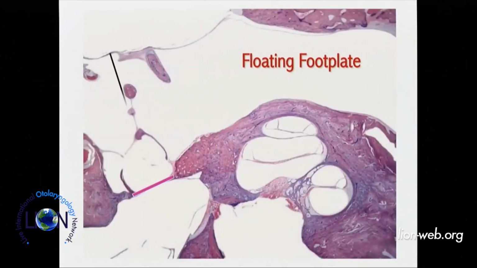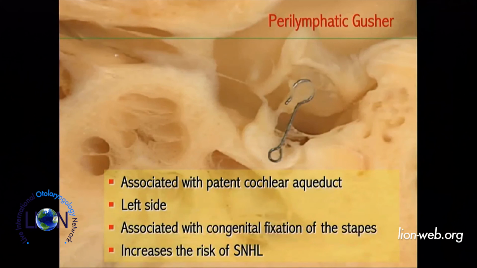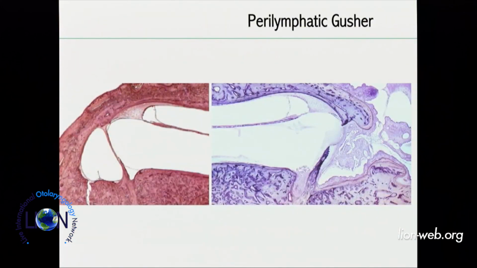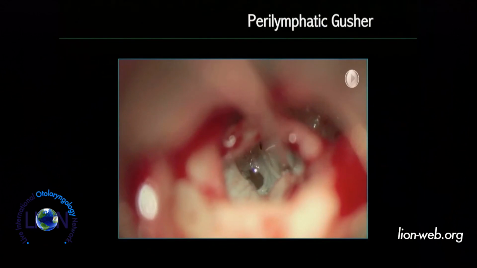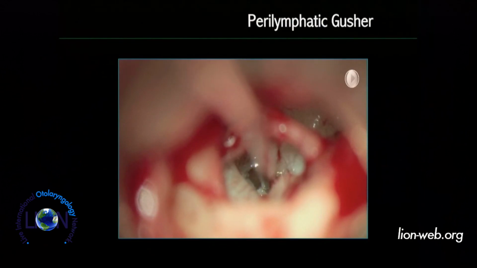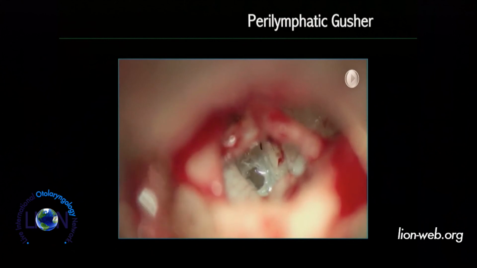The floating footplate is another problem. Guys, we'll talk about that. The gusher, they have already mentioned, when you have a patent cochlear aqueduct. This, I think, belongs to Wilco, this case, I'm not quite sure. Let's move.